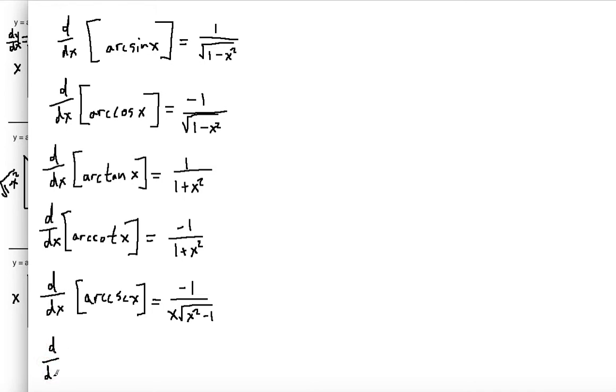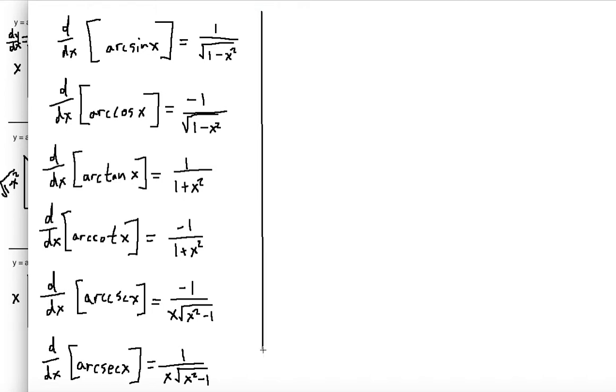The derivative of the arc secant, or inverse secant, will give you the same thing, but will be positive. And what this does for us is it gives us more integrals that we are allowed to take. There's a reason why we saved these until we were close to our integrals.